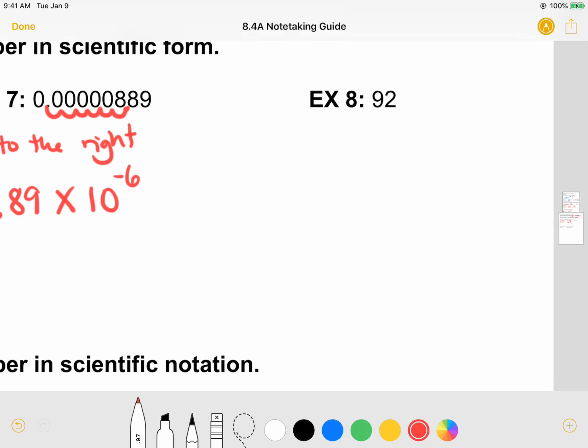Number 8 is kind of an interesting example. Our decimal would be right here, 92.0, and I want to move this decimal so I have a number that is less than 10 but greater than or equal to 1. So all I need to do is move that decimal one spot, and I moved it 1 to the left. That means our exponent is going to be a positive 1, and we're going to rewrite this as 9.2 times 10 to the first power.